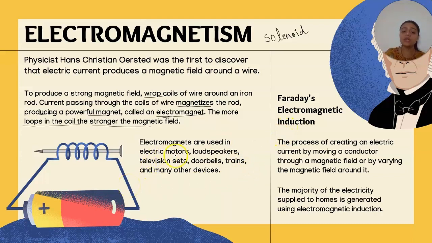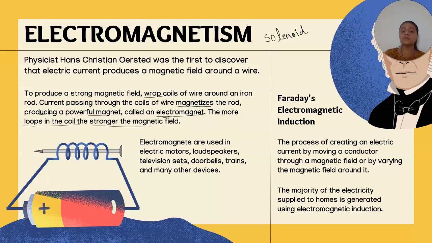Electromagnets are used in electric motors, loudspeakers, television sets, doorbells, trains, and many other devices. So in your NCERT, basically the electric bell example is given, and we are going to study the electric bell in detail, which works on the principle of the electromagnet.